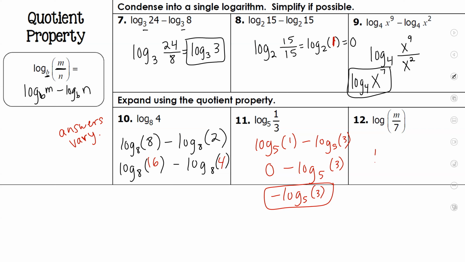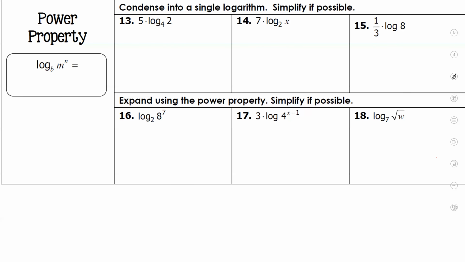And this is log of m minus log 7. Next, we have the power property. This is the last one, the power property. If you have log base b of m to the power of n, this property says that you can put the exponent or the power in the front so that it looks like this. The power goes to the front.